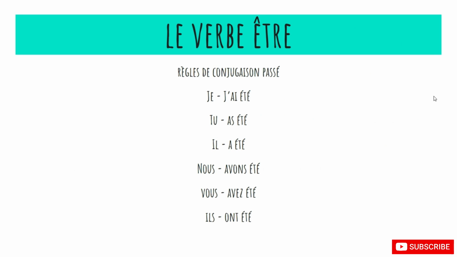Les règles de conjugaison au passé sont: je becomes j', so j'ai été. It's like the verb avoir in the present, so we add été at the end. So j'ai été, tu as été, il a été, nous avons été, vous avez été, ils ont été.